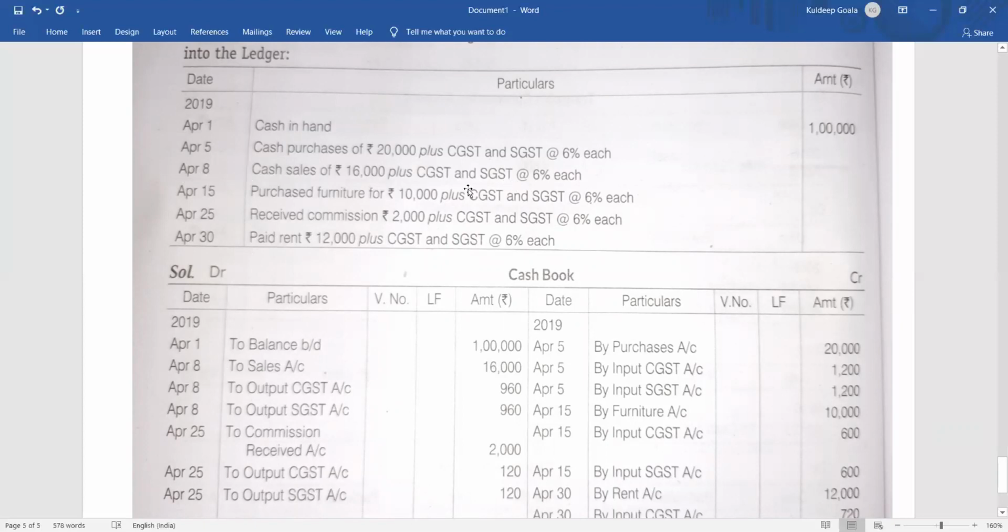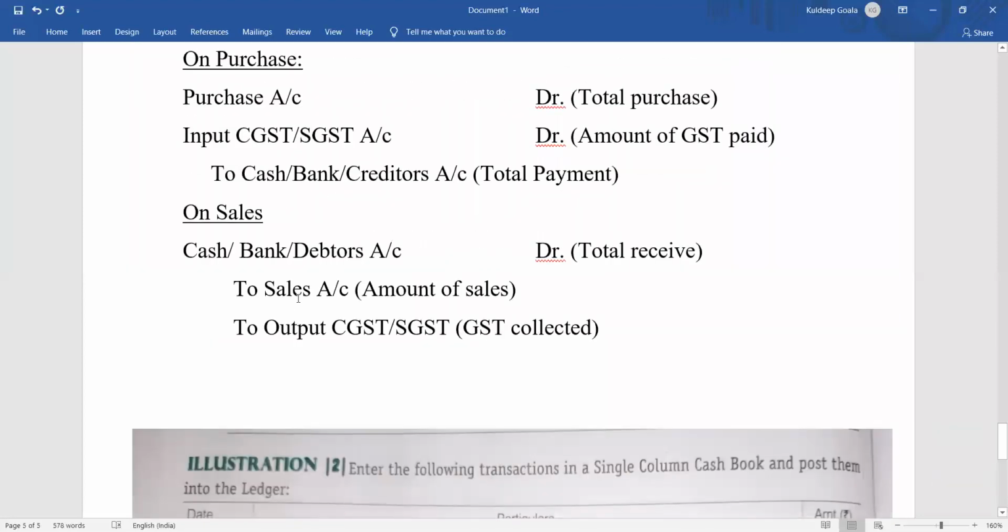So 6% is the CGST. So what is the entry? We'll see again. In case of sales, what was the entry? Cash or bank account debit, to sales, to output CGST and SGST. Output CGST and SGST, that means on the debit side, you will write down. What will you write?